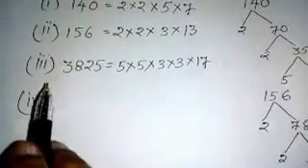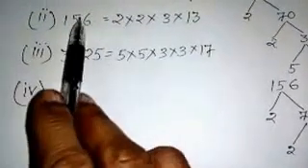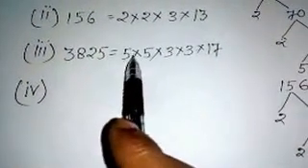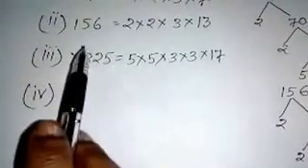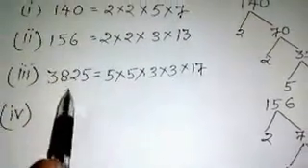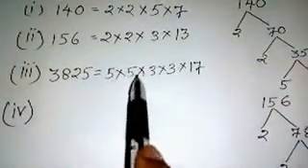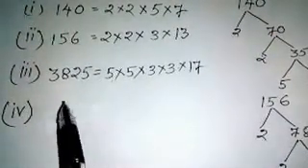So here actually it's by the fundamental theorem of arithmetic that every composite number can be expressed as the product of prime factors in a unique way. Means all these composite numbers, we are expressing in the form of prime factors. That's what we are explaining, the fundamental theorem of arithmetic.